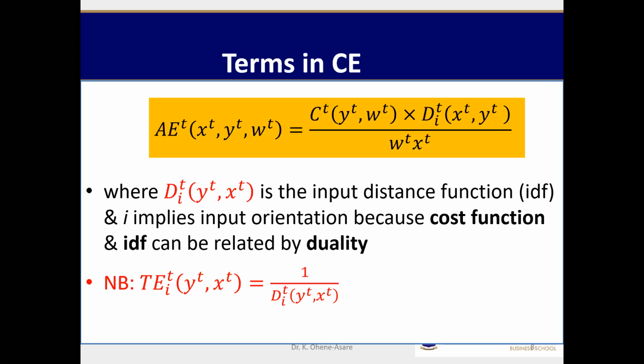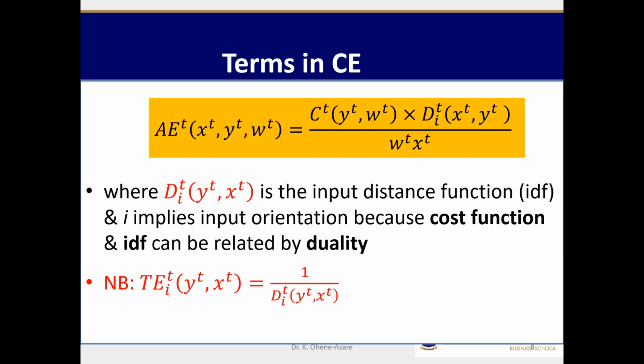And this input distance function, you see the I, it implies input orientation, because the cost function and the input distance function can be related by duality. And this is a principle. In fact, what I wrote here is what you see here, the reciprocal duality principle. The principle of duality is what we are using to establish technical efficiency.